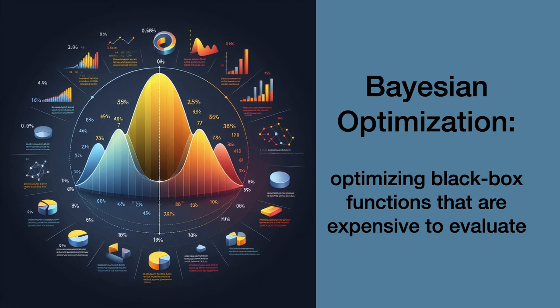2. Exploitation-exploration trade-off. Bayesian optimization strikes a balance between exploitation and exploration. Initially, it explores the hyperparameter space to gain a better understanding of the objective function's behavior. As it collects more information, it starts exploiting the regions that show promising results. This trade-off ensures that Bayesian optimization not only quickly converges towards the global minimum but also avoids getting stuck in local optima.